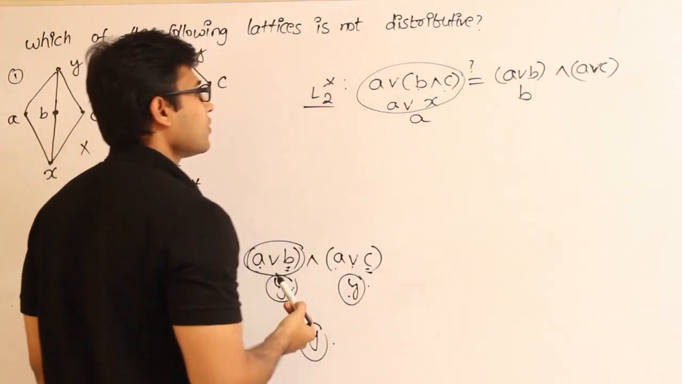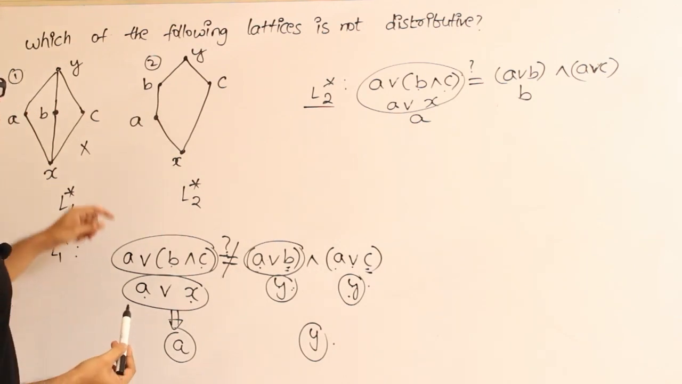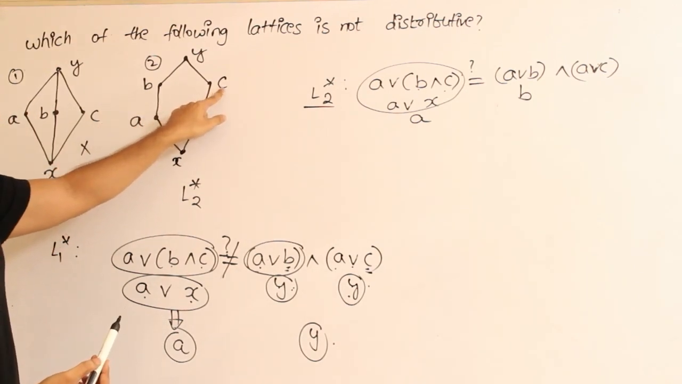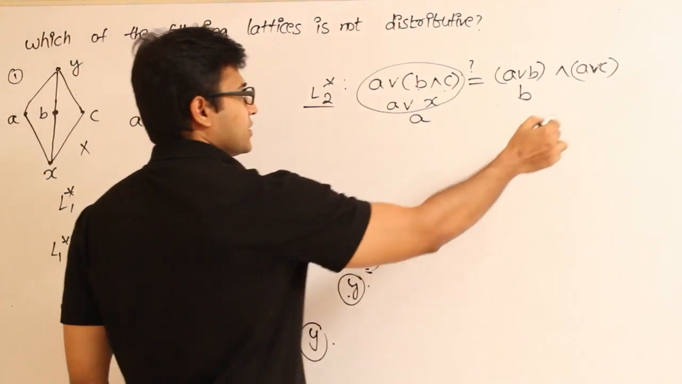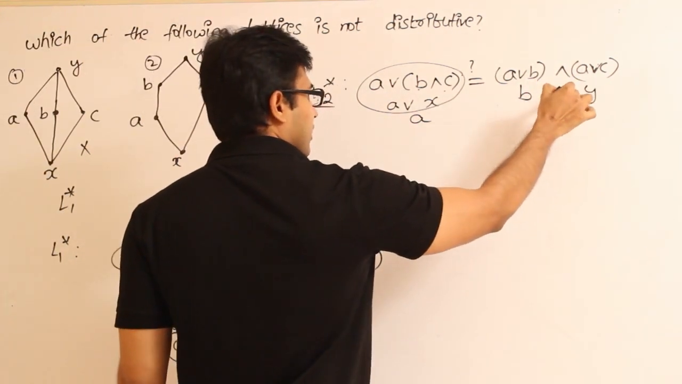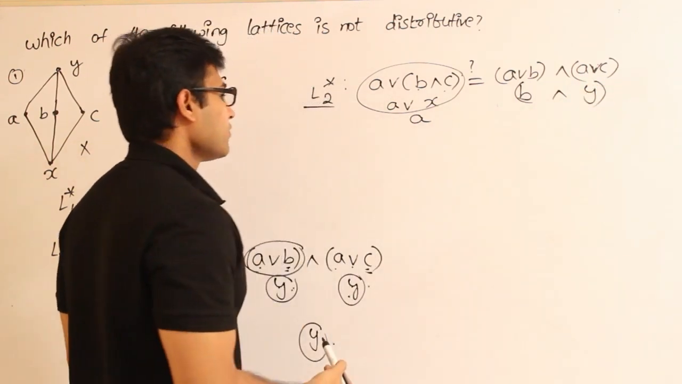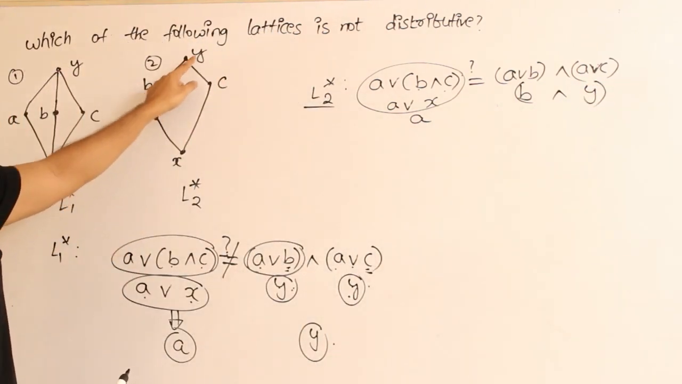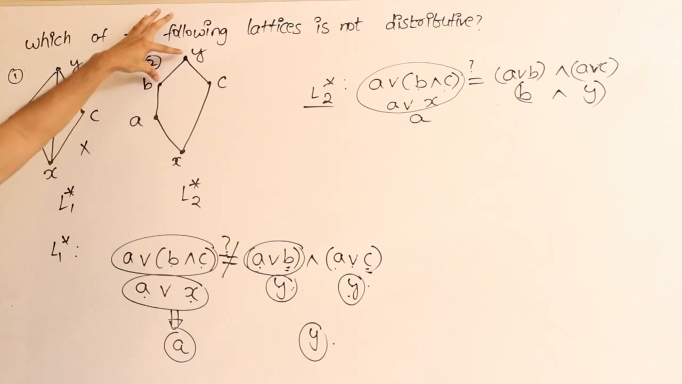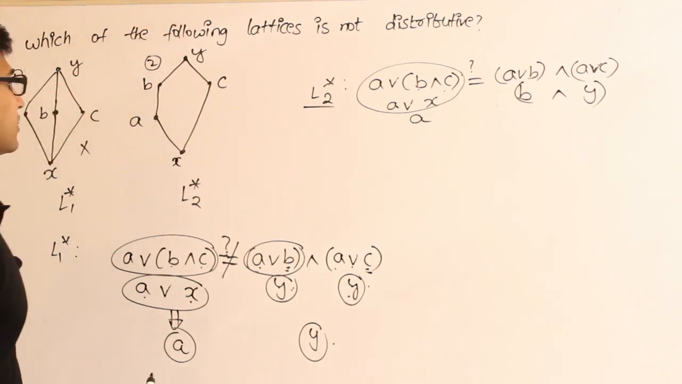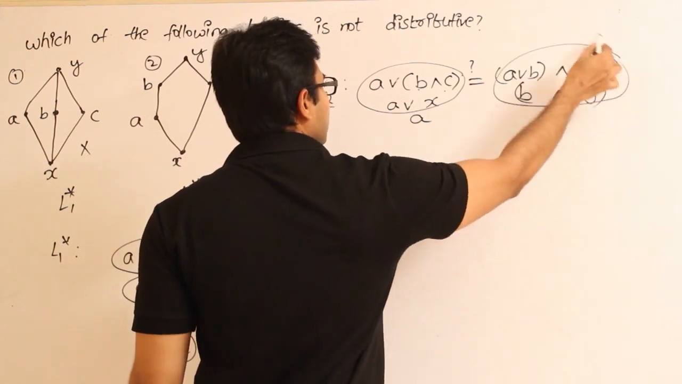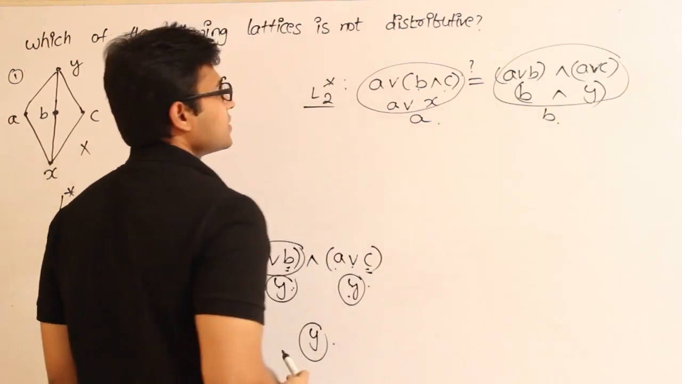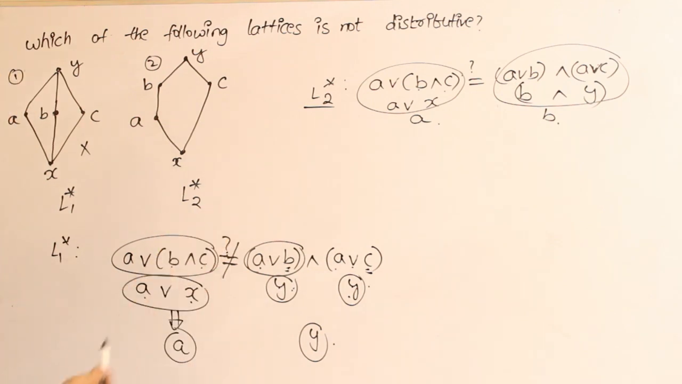And what about the join of A and C? A is here and C is here. Since both are complements, they are going to join at Y. So it is Y. And what is the meet of B and Y? B is here and Y is here. Since both are related, the meet is definitely the lower one, which means B. Got it? So since the left hand side is A and the RHS is B, they are not equal.